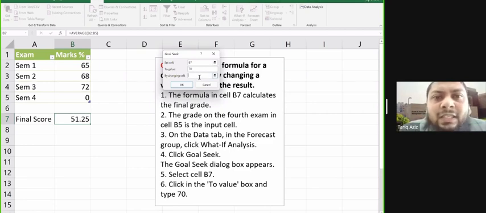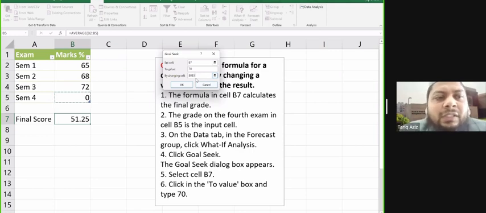Now it is asking for the cell that the value in that cell should change. So since semester 1, semester 2, semester 3 has already passed out, the only option that can vary is the semester 4. So we have to select this semester 4. That is, the score of semester 4 is contained in the cell B5. So I have selected here B5.